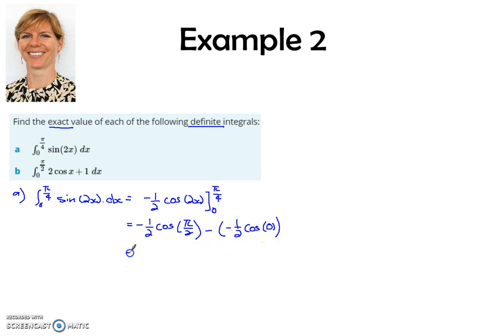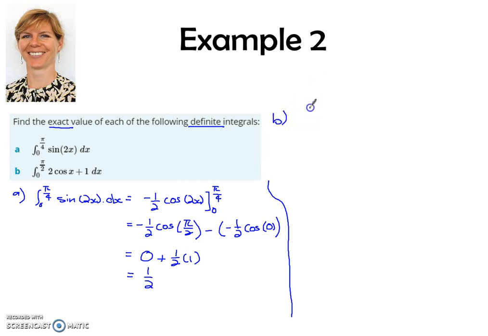Okay, so now relying on our exact values, I know that cos of pi on 2 is 0, and I know that cos of 0 is 1. So that negative becomes positive, plus half times 1, therefore my answer is a half. Okay, so that's the definite integral over that given interval there.